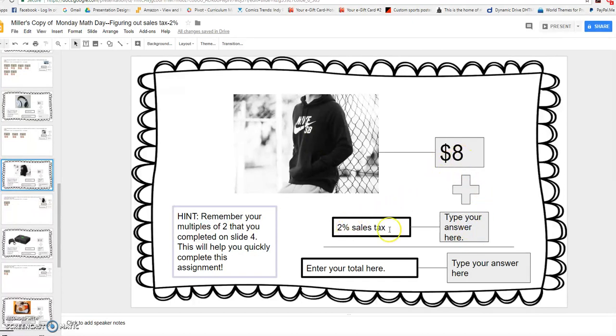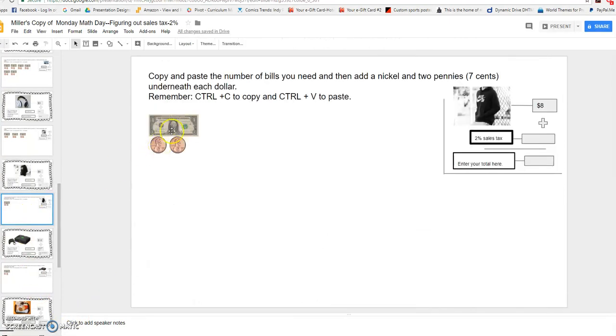So 8 times 2 is 16, so I can put in 0.16. That's what 16 cents looks like when it's written. So the total cost of this hoodie is going to be $8.16. There we go. Again, you can copy and paste your $8 here, and you'll see that there will be 16 pennies underneath altogether. You can do this. You don't have to do this. It is completely up to you.